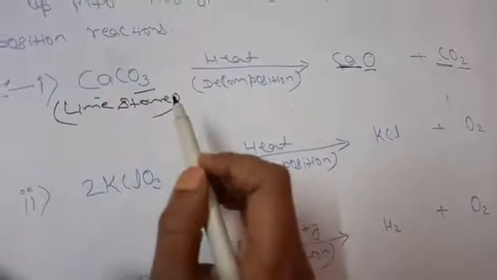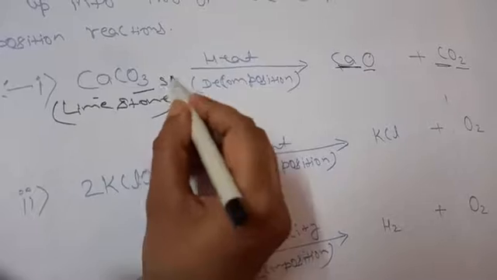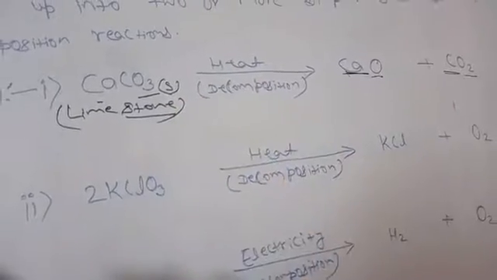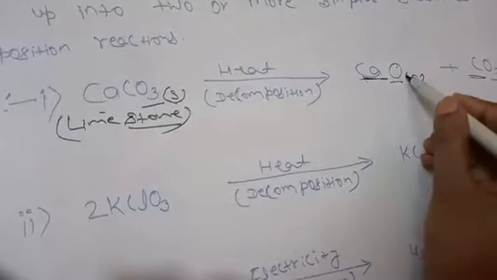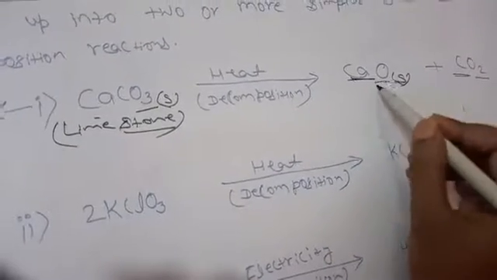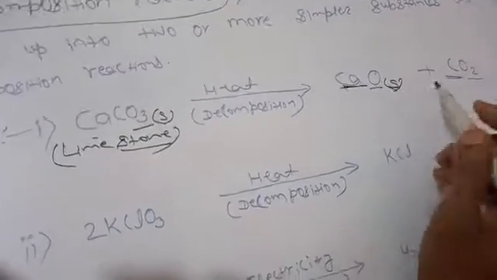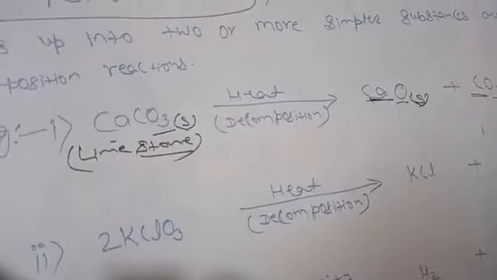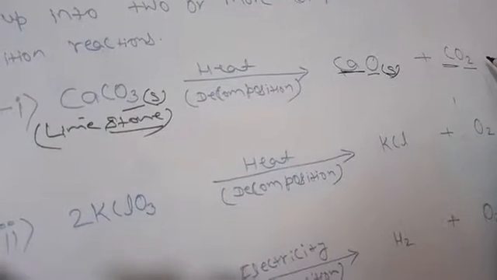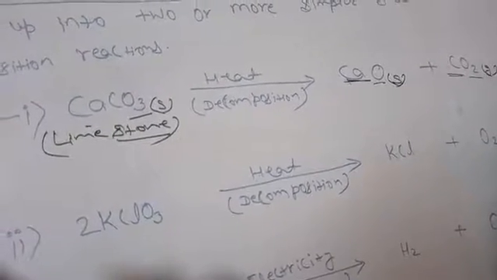So to make it more informative, you can write here solid, because limestone is in solid state, and calcium oxide is also solid. In combination reactions also, you have seen how calcium oxide reacts with water, and the product that we were getting was calcium hydroxide. And carbon dioxide is a gas.